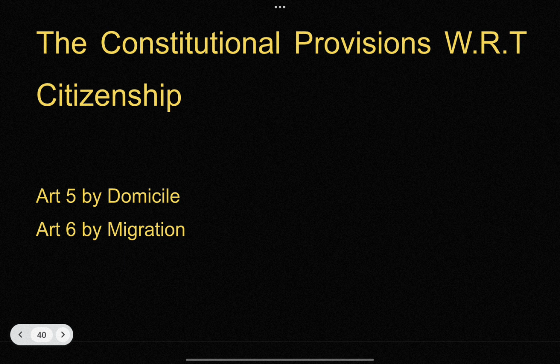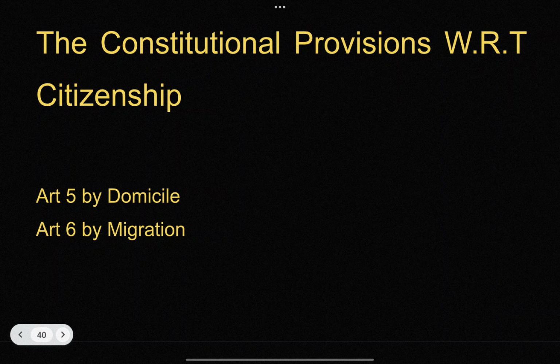Citizenship is acquired in two ways. First, by domicile, which is described in Article 5. There, three conditions were mentioned. First, who was born in the territory of India. Second, either of whose parents was born in the territory of India. And third, a person who has been ordinarily residing in the territory of India for at least 5 years before the commencement of the Constitution.